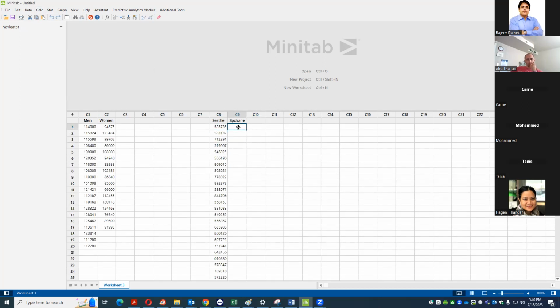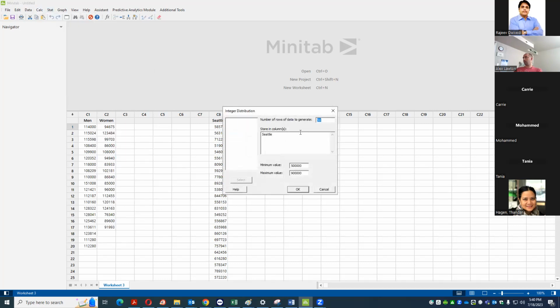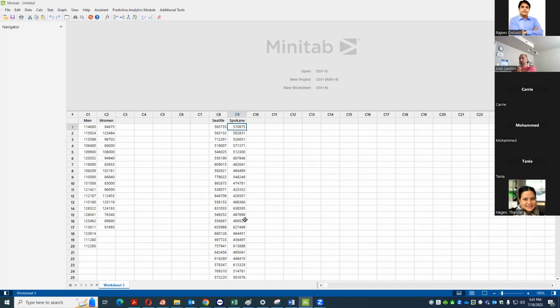Now I go and do Spokane. First things first, again, random data, and I do integer. And now I select Spokane, and the minimum price is about 425,000, and the maximum is about 650,000. Okay, so I collected the data for Seattle and Spokane. So the third step is done.